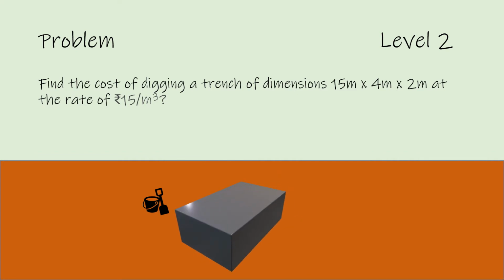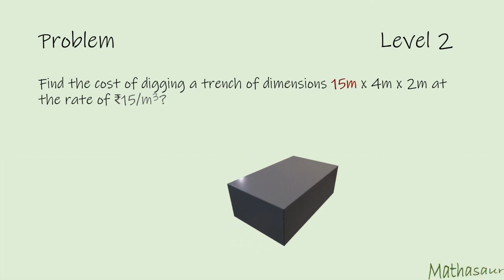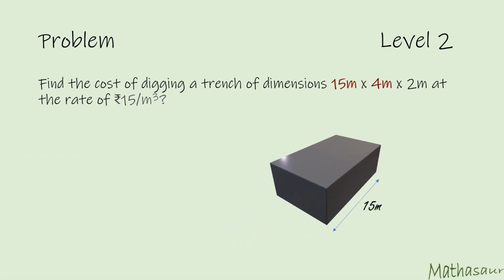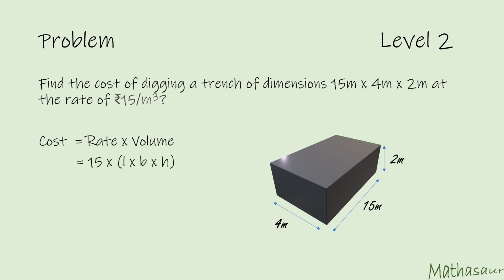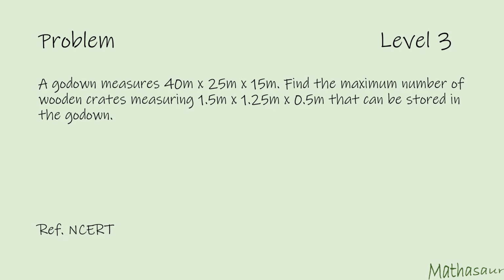Now the trench is in the shape of a cuboid. So the cost of digging such a trench would be equal to rate multiplied by the volume of the trench, or 50 times L into B into H, or 50 times 15 multiplied by 4 multiplied by 2, 6000 rupees. Let us look at another problem.